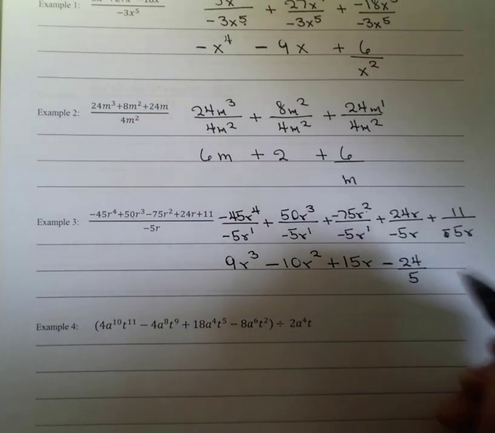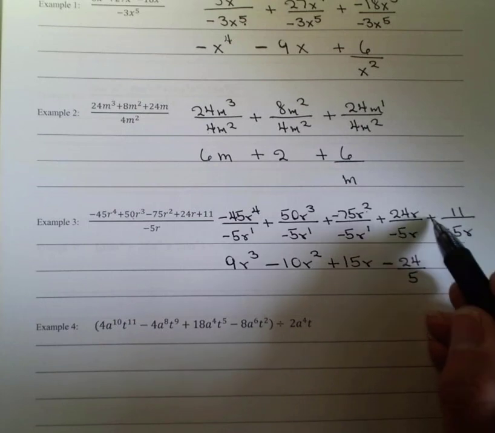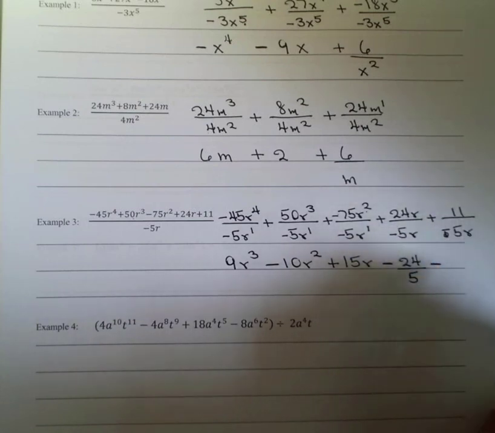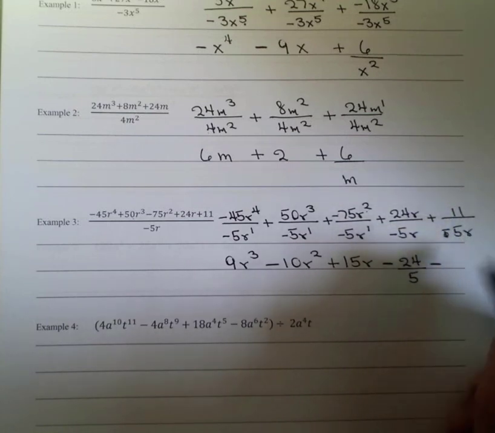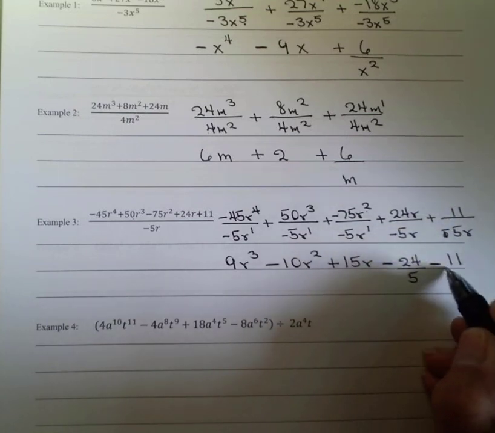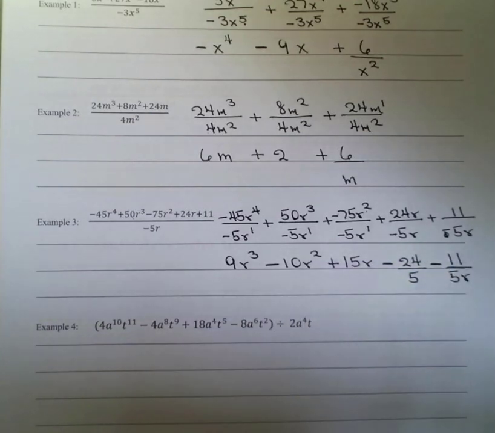And the next one is also going to be negative, isn't it? Because it's a negative in the numerator and a positive in the denominator. But I don't see any way to reduce that one, so I just leave it like it is. I just moved my negative out in front of the term.